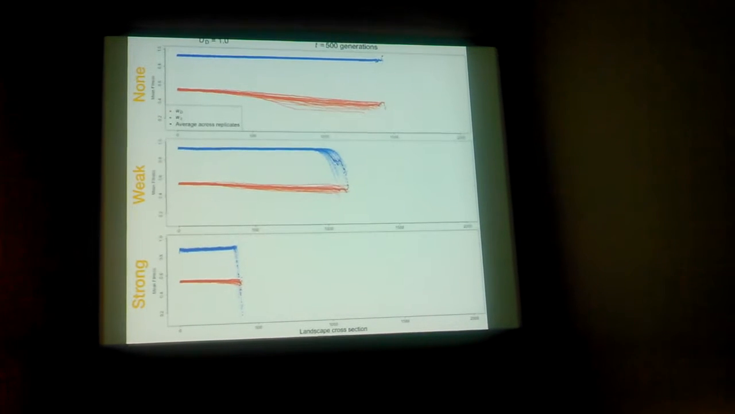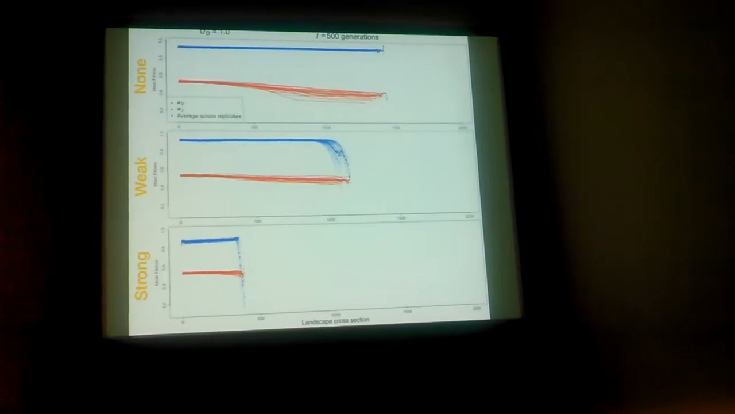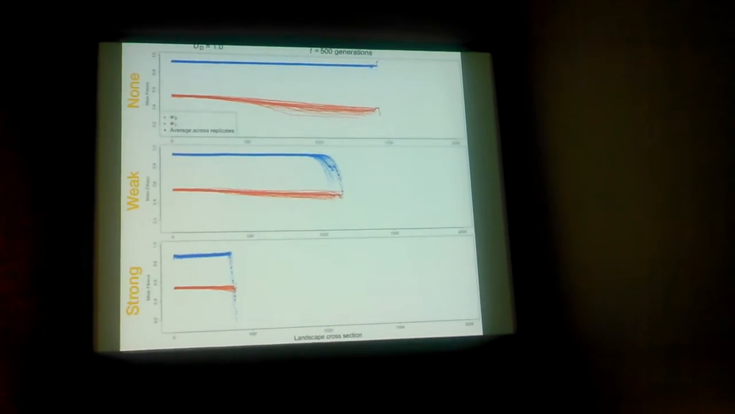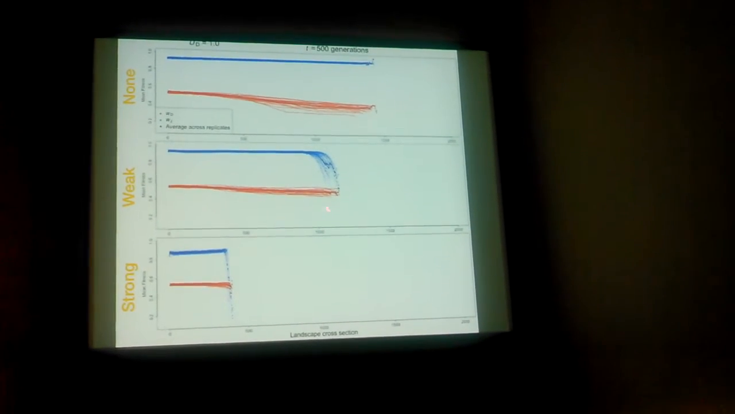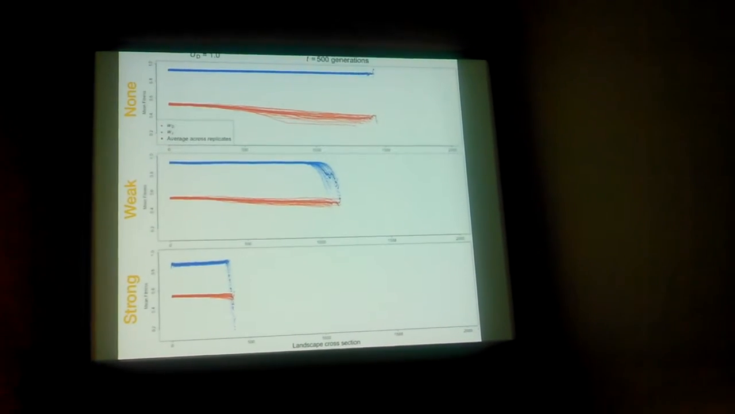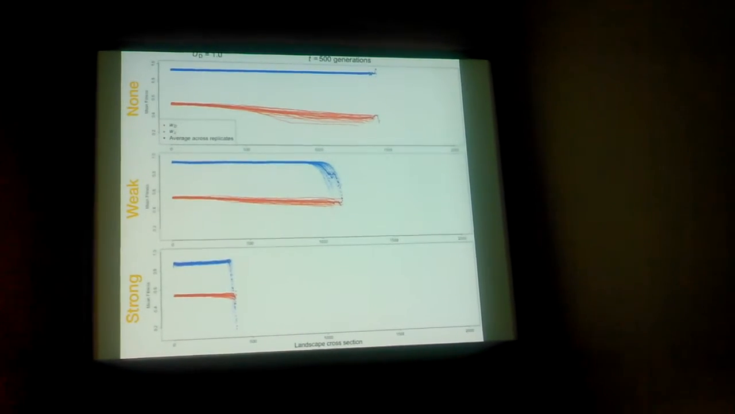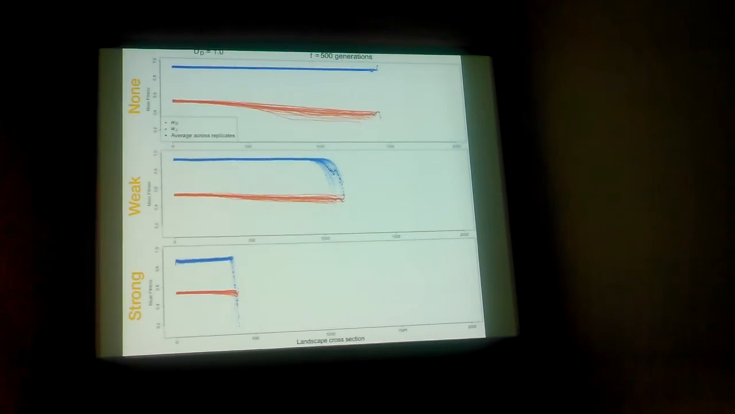Because total fitness is just the product of these two, for populations to even exist, the product must be above some certain level for them to persist. So as you add more expansion load, so if this red line gets lower and lower, the blue line has to go up higher. That's why we see less maladaptation at the edge when we have increased expansion load.